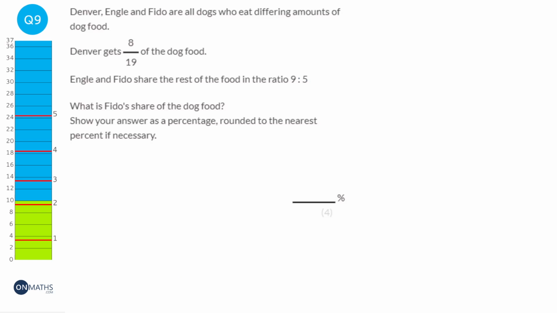The first piece of information I'm going to focus on is the fact Denver gets 8/19. That means that Engel and Fido together must get 11/19 because they have to add up to 1. So we're only looking at 11/19.